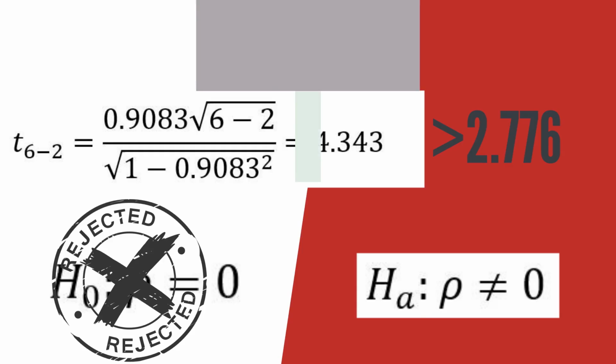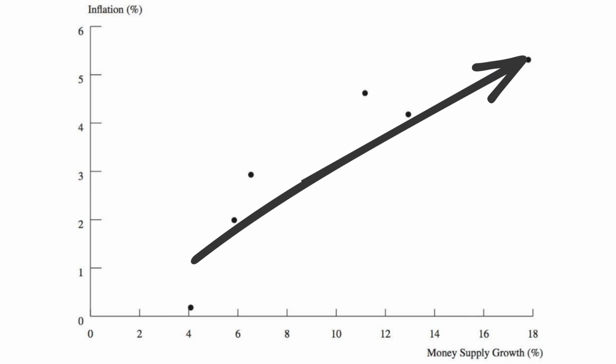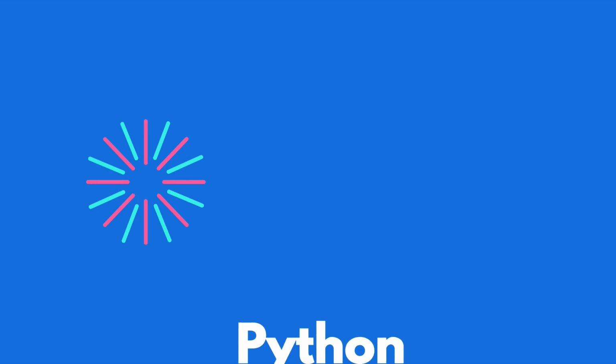The rejection of the null hypothesis of no correlation demonstrates the strong relationship between long-term money supply growth and long-term inflation in these 6 countries. Now that we have covered all of the background information regarding correlation, in the next video we will learn how to calculate correlation using Python.